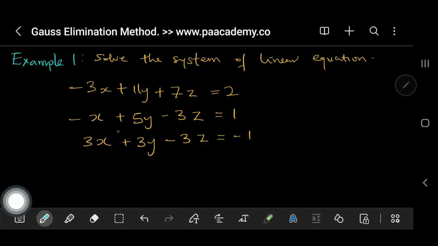Once you have your three equations like this, just go ahead and identify them. Let's call this our equation 1, this our equation 2, and this our equation 3. What we want to do now is pick the equations in twos. You can decide to work with equation 1 and equation 2, and equation 2 and equation 3, and then equation 1 and equation 3. It all depends on you.